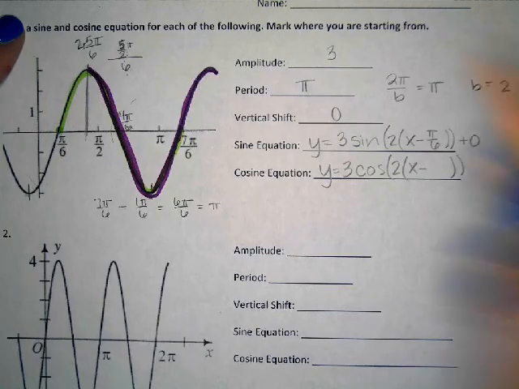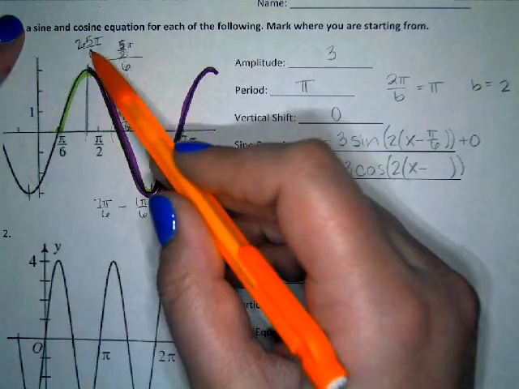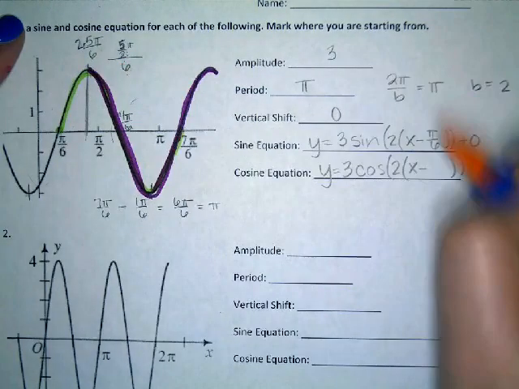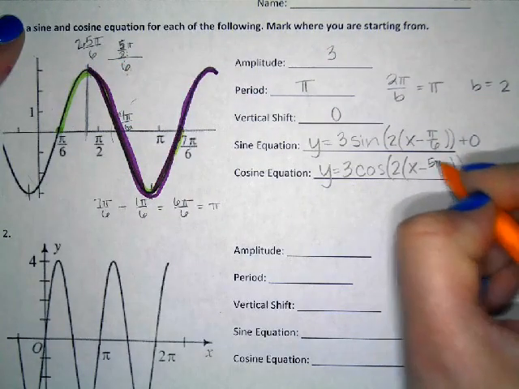How much to the right did it move? 5 pi 12ths. 0 on the end.